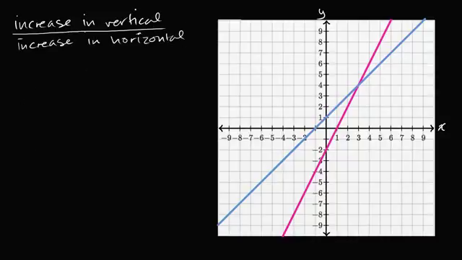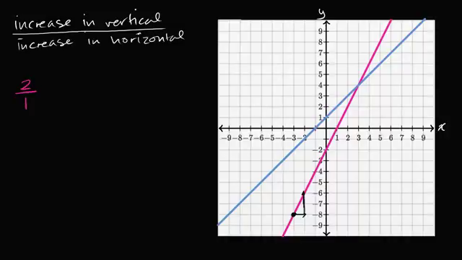Well, let's look at that magenta line again. Let's start at an arbitrary point on the magenta line, but I'll start at a point where it's easy to figure out what point we're at. So if we start right here, and I increase in the horizontal direction by 1, moving 1 to the right, to get back on the line, I have to increase in the vertical direction by 2. So for this magenta line, our increase in vertical is 2 whenever we have an increase of 1 in the horizontal direction.